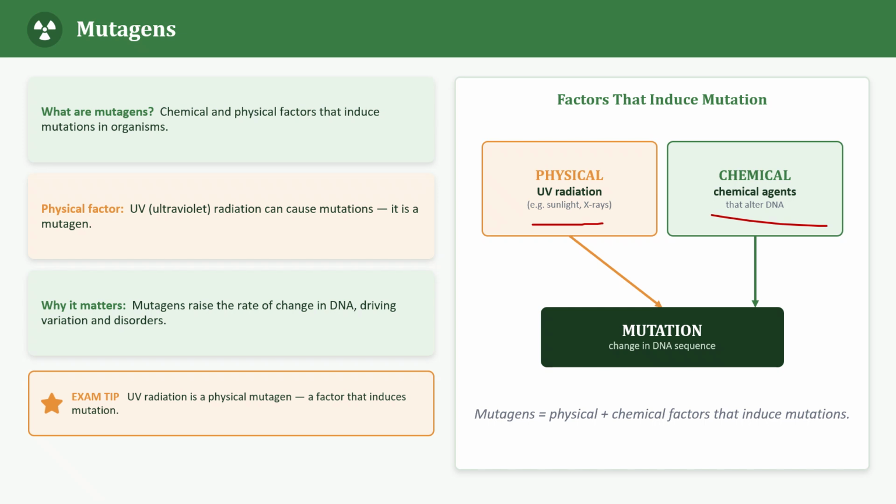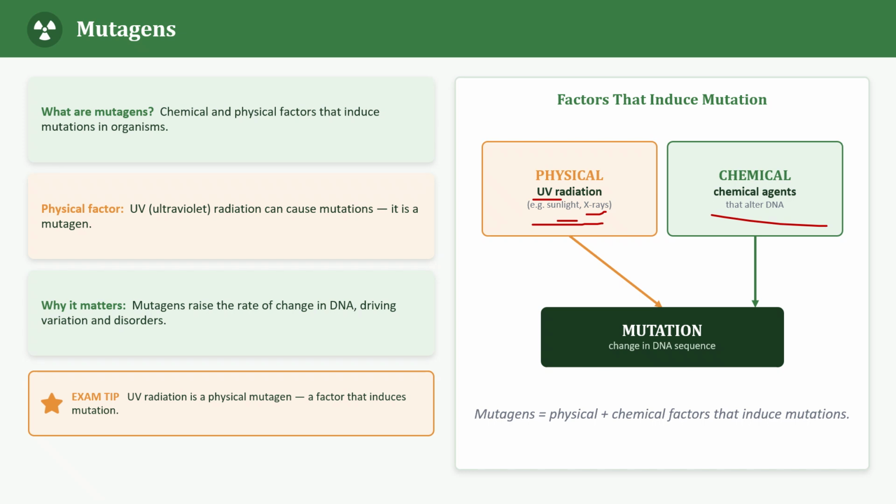So types of mutagens. Physical mutagens. These include ultraviolet radiation, and also X-rays and gamma rays. Among these, UV radiation is the one most commonly mentioned in your NCERT book. Excessive exposure to sunlight allows the UV rays to damage the DNA. It damages the DNA and also increases the chance of mutation.